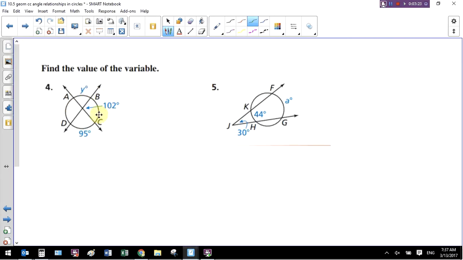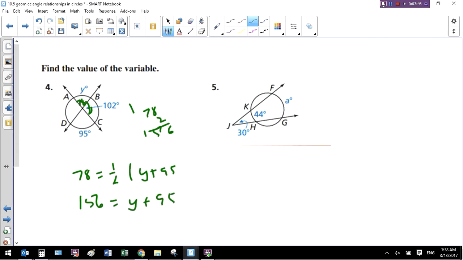So same idea, add these together. So if you know this one here is 102, it's a linear pair, so that makes this 78. So 78 is equal to 1/2 of y plus 95. So multiply that by 2. So 78 times 2 is 156. So 156 is equal to y plus 95. Subtract the 95, and you're going to get the y. So that would be 61 degrees.